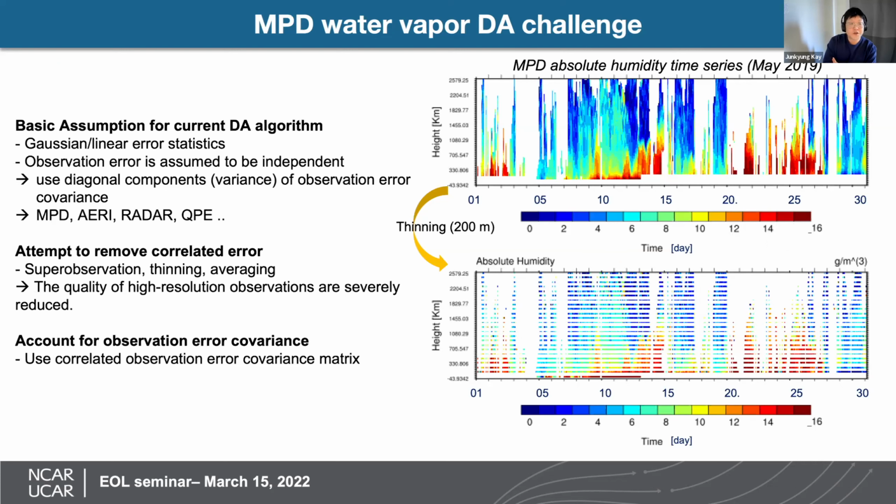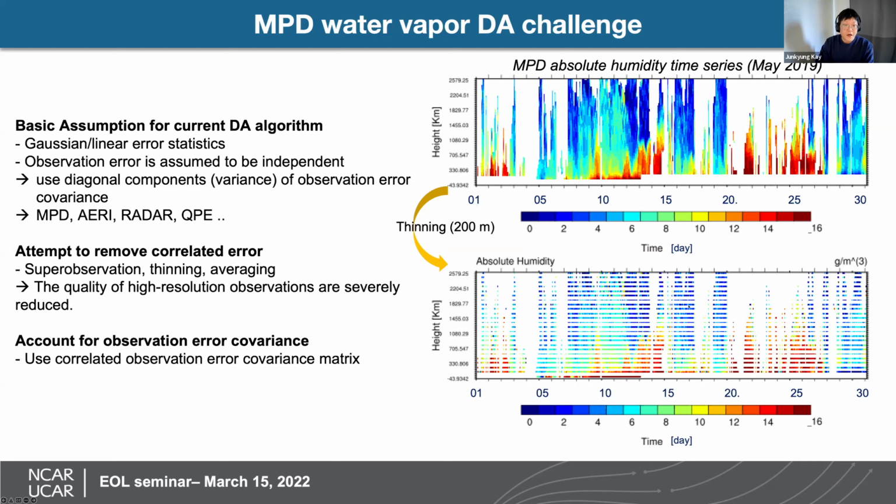Another assumption is that the observation error is assumed to be independent. This means that, for example, in our MPD profile data, the water vapor absolute humidity at one level is not correlated with other levels of observation, even though they are from the same instrument. For this assumption, the current data assimilation system usually uses the diagonal component of the observation error covariance. And to maintain this assumption, we usually try to remove correlated observation error.